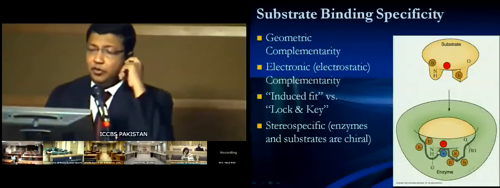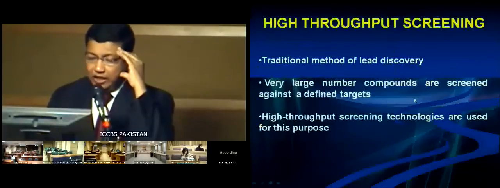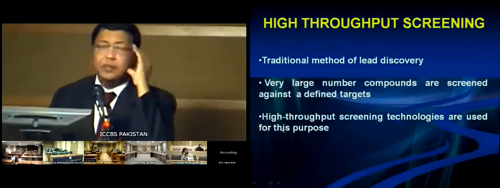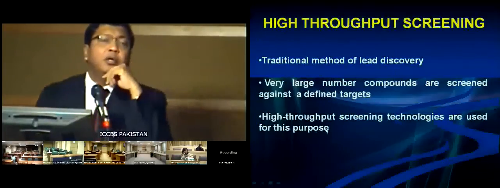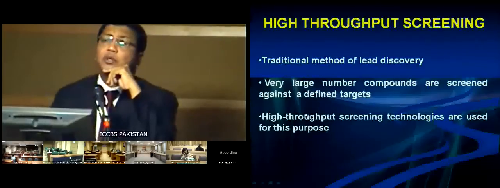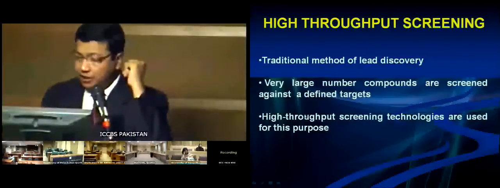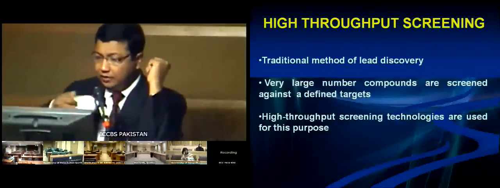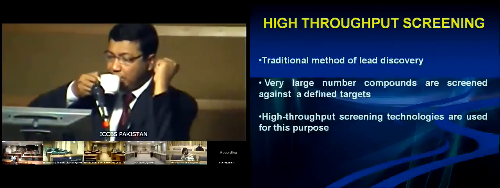Now, high throughput screening, the traditional method of lead discovery, in which a very large number of compounds are screened against a defined target. Technologies are used for this purpose. Very, very expensive technologies are used. People use robotics, people use high throughput screening, biosieve machines. There are millions of dollars which people have spent, and are spending, on the identification of lead molecules in an automatic fashion.